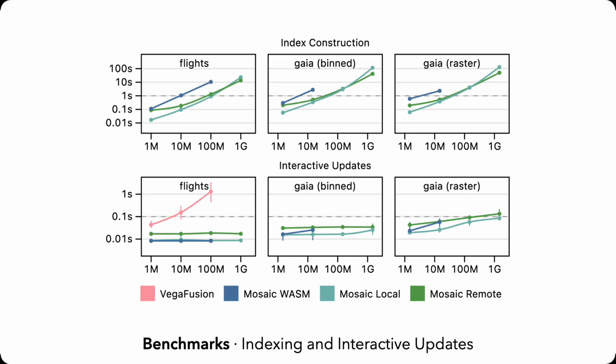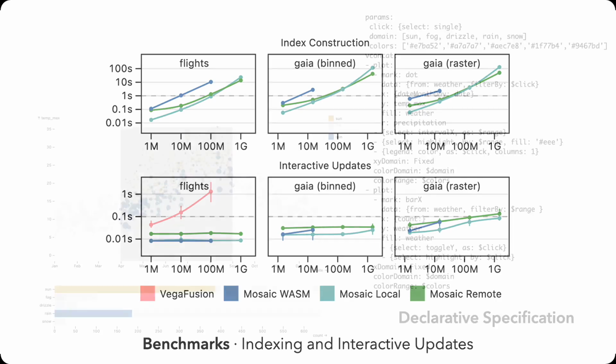Vega Fusion is not competitive due to its lack of indexing. And prior indexing systems, such as Immens and Falcon, also fail at this scale, as they involve dense indices that grow too large for main memory. Mosaic's use of sparse indexes, hosted in the database, preserves highly scalable interactions. Moreover, Mosaic provides these optimizations automatically via query analysis.